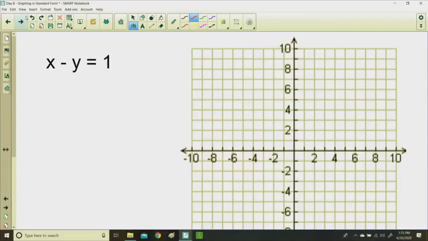Okay, so let's go ahead and do a couple more. Let's do this one: 2x plus y equals 4. You can do the others for sure if you'd like on your own, but they're not required.